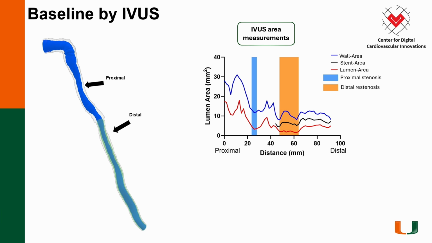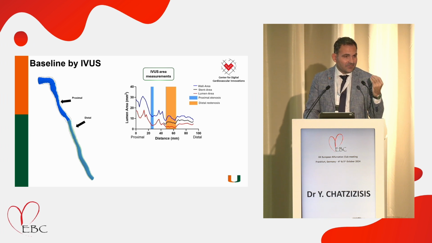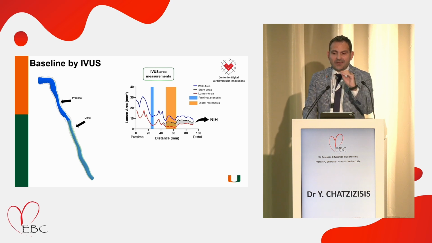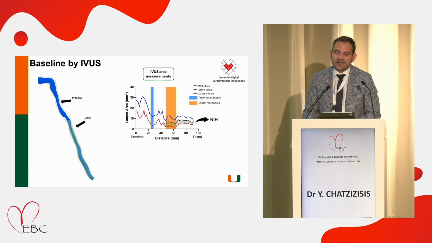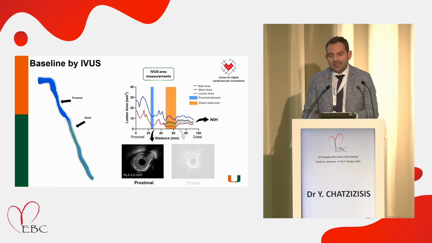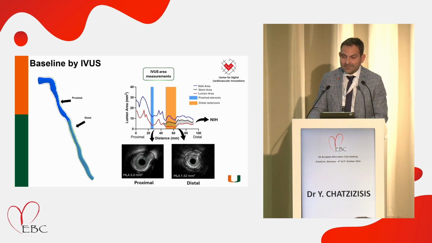You see the proximal stenosis and the distal stenosis replicated in the computer very faithfully. You see the mapping of the areas, including the NIH area, the neoatherosclerosis area, in the distal part. And of course, you see by IVUS a proximal fibrocalcific plaque with an MLA of 3.0, and then distally a stent restenosis with an MLA of 1.52.